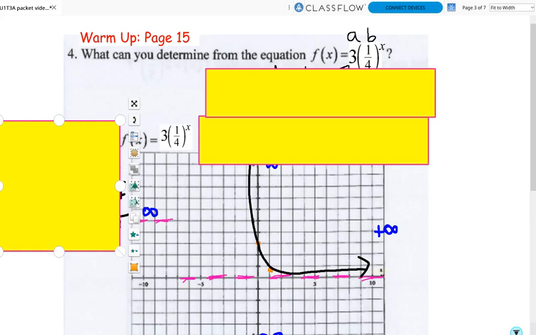And as you're trying to figure out what you can determine, you'll have to graph this function and give the characteristics: domain, range, intercept, y-intercept, and asymptote.